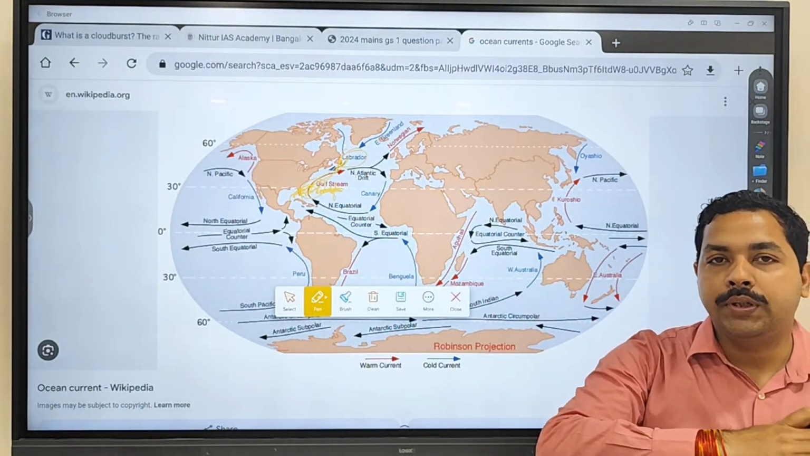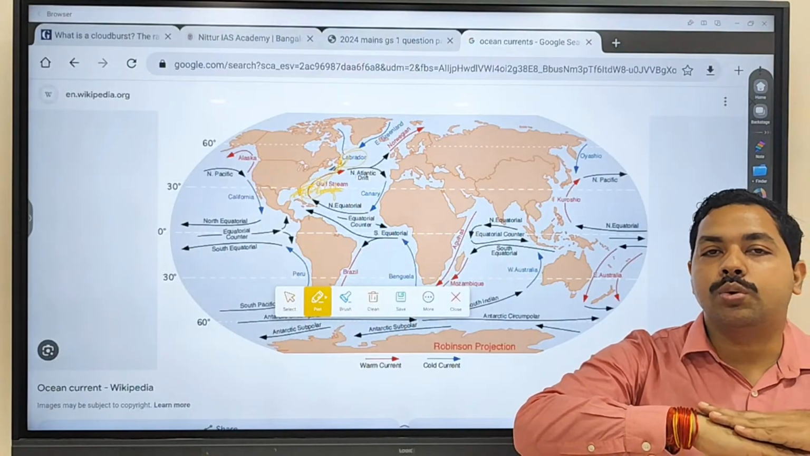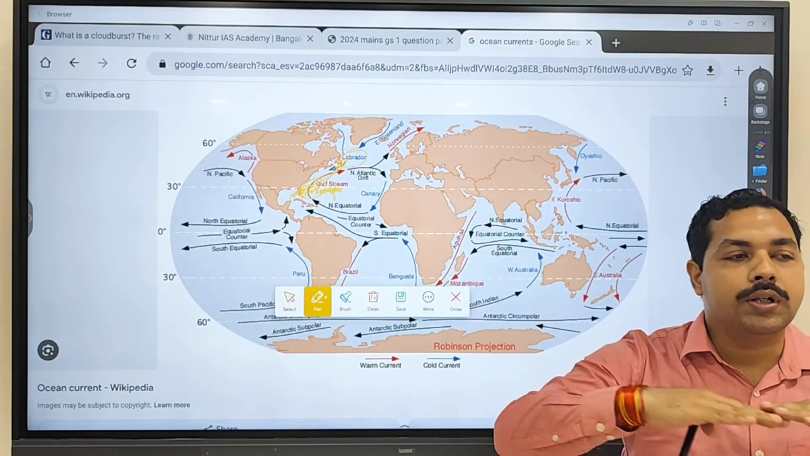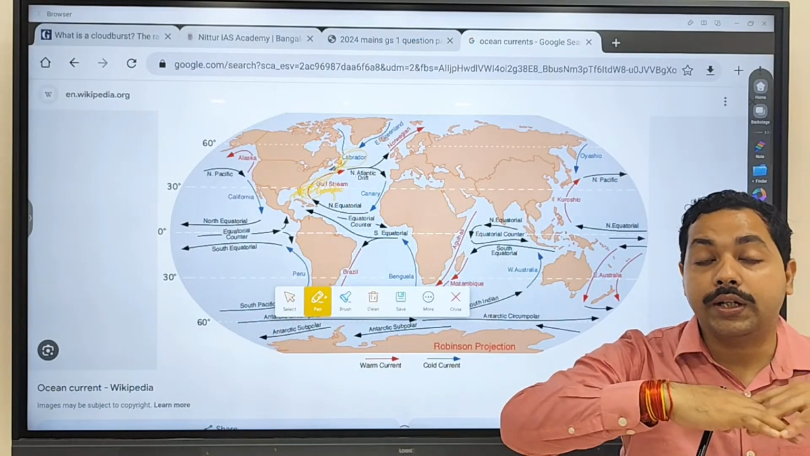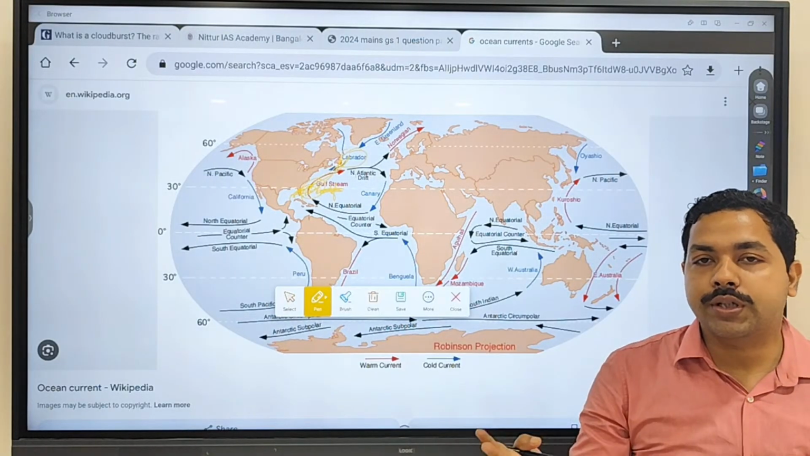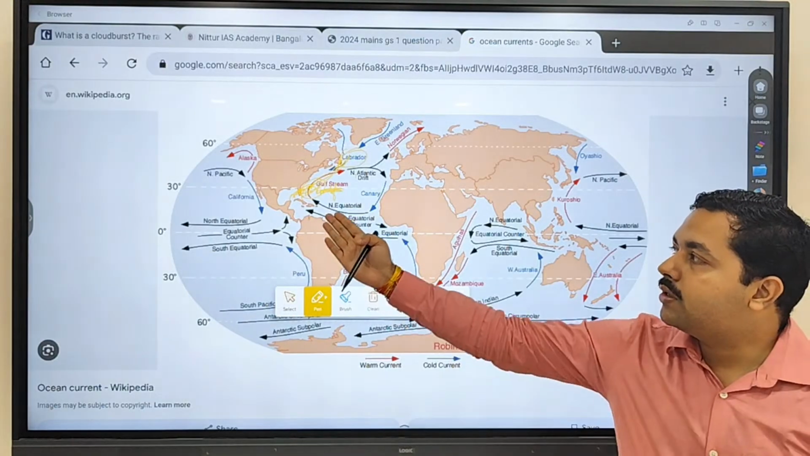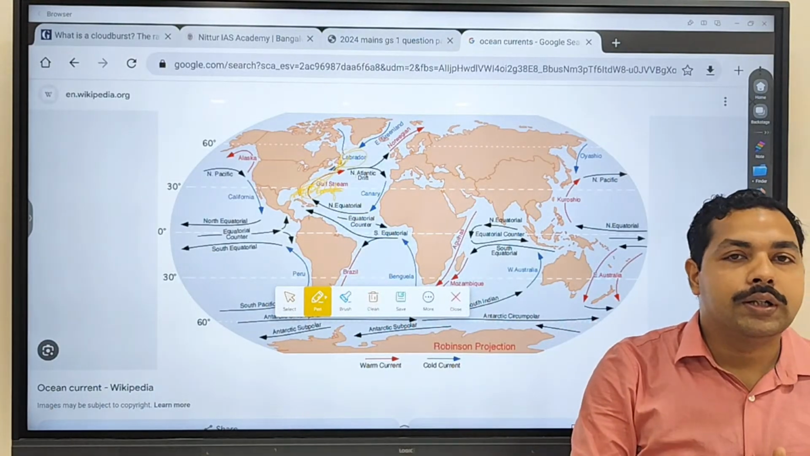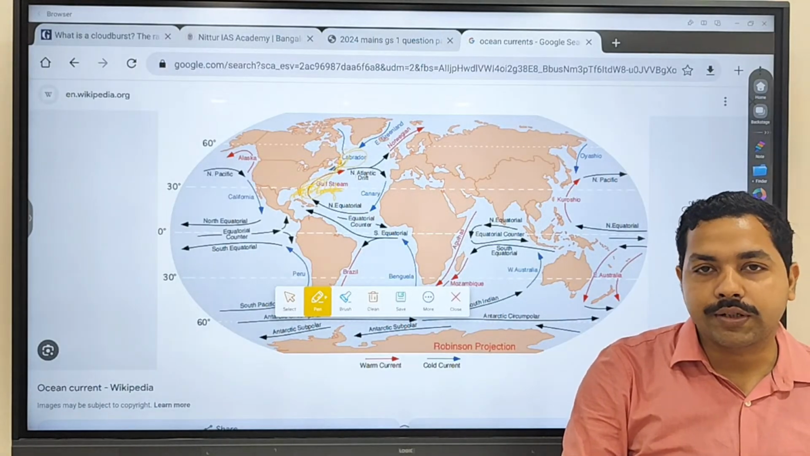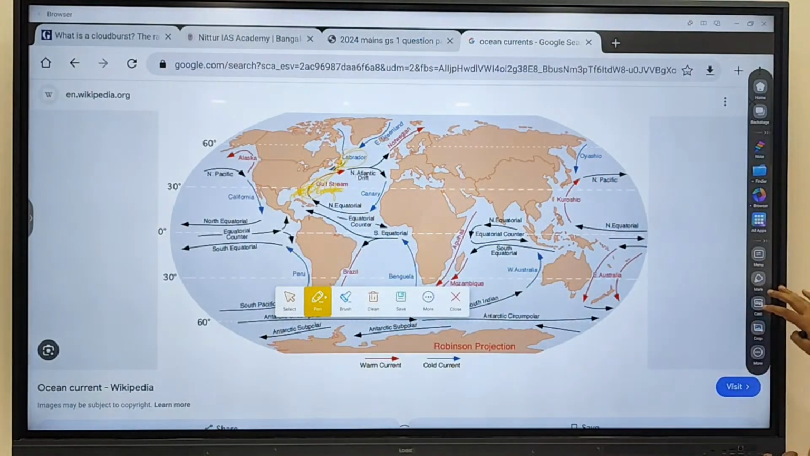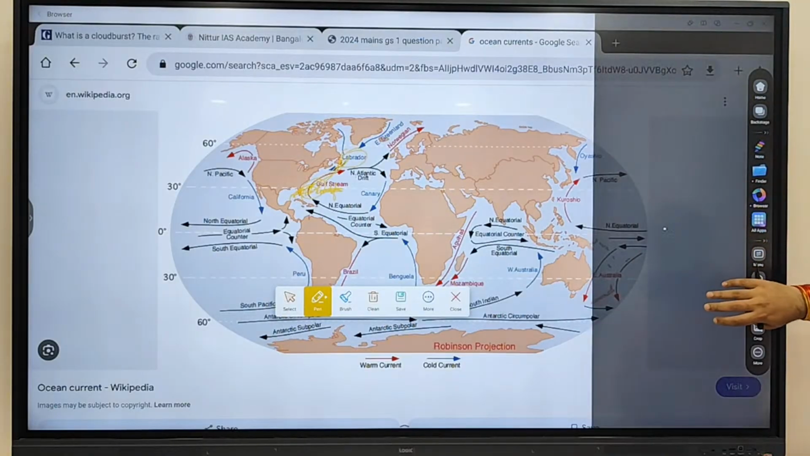So when air comes in contact with the warm current, what will happen? Air becomes warm. When air comes in contact with the cold current, air becomes cold. So when warm and cold air meet, what will happen? Tornadoes are going to be formed. So that's why tornadoes are common near the Gulf of Mexico region. They are referred to as twisters. Clear? So this type of question you may encounter in the examination.